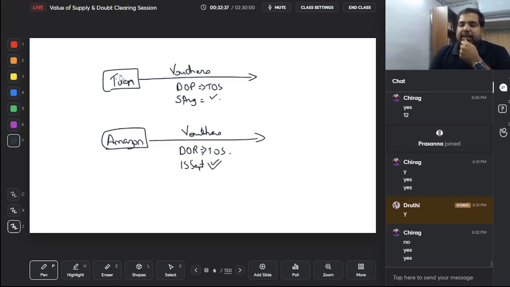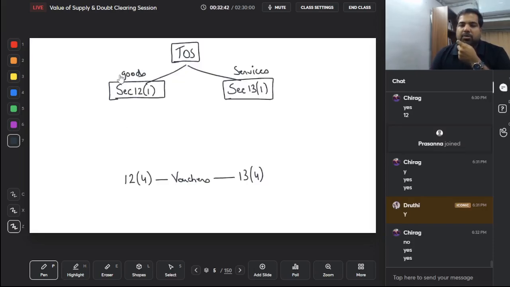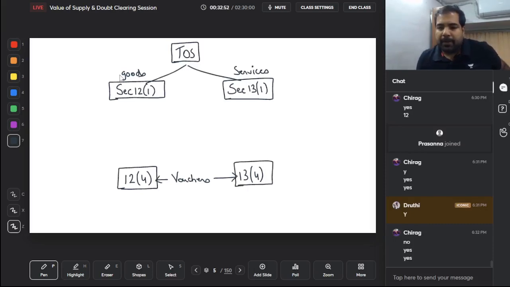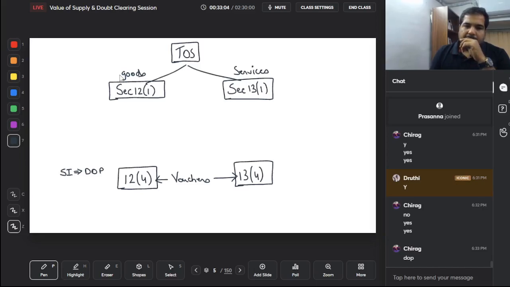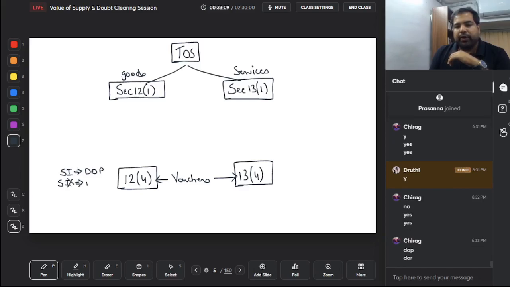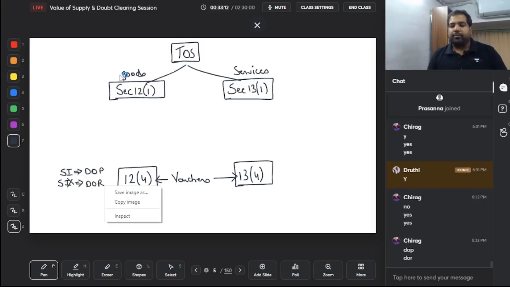Same thing for services, guys. Just change Titan watches to Salon, and the same thing comes here also. So 12.4 and 13.4, both of them talk about what time of supply, guys? Time of supply of vouchers. If the supply is identifiable, then what will be the time of supply? Date you have purchased the voucher. And if the supply is not identifiable, then will you wait till redemption? Yes, it will be date of redemption.